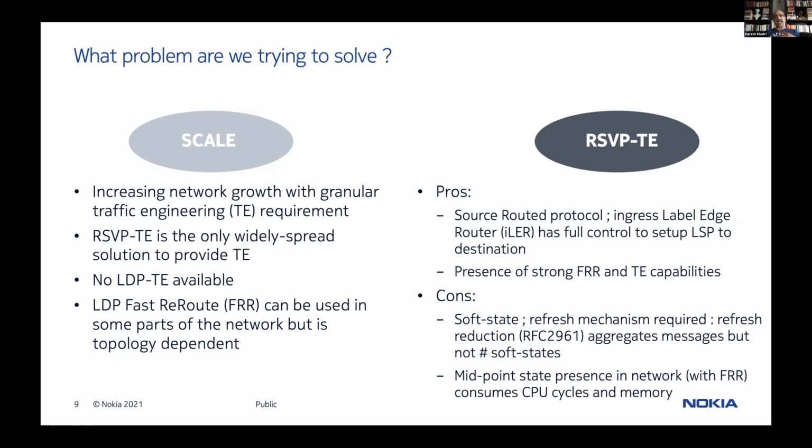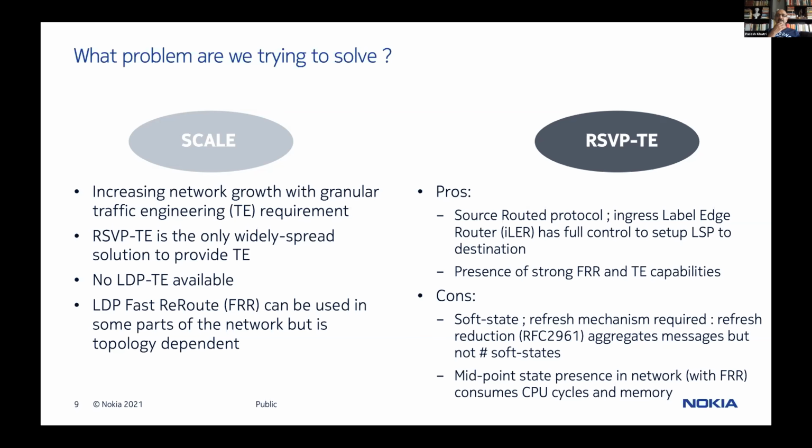The cons that it has is that the protocol uses what we call soft state. And what we mean by soft state is that this state expires unless it's refreshed, which means that the more tunnels you have, the more LSPs you have, the more signaling is required. And we've done things to reduce that through things like refresh reduction, but it's only up to a certain point. It does not actually reduce the amount of state that is kept in the intermediate points in the network.